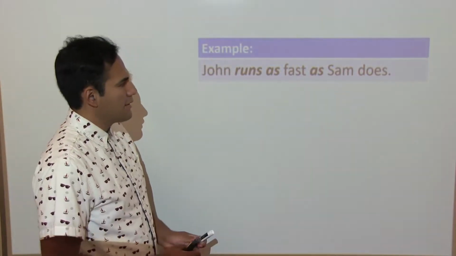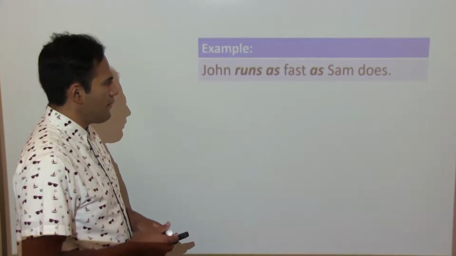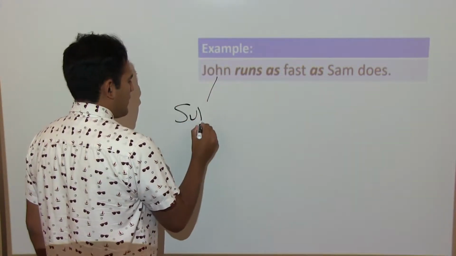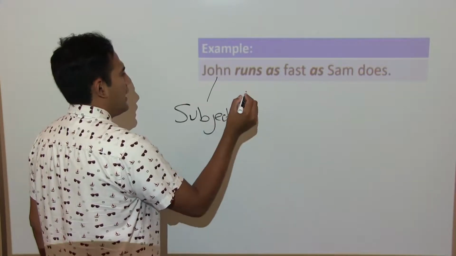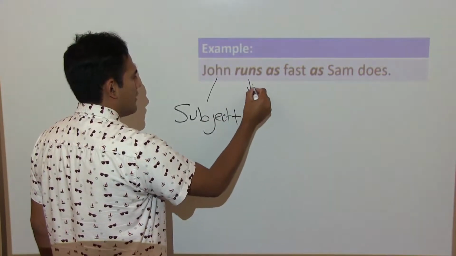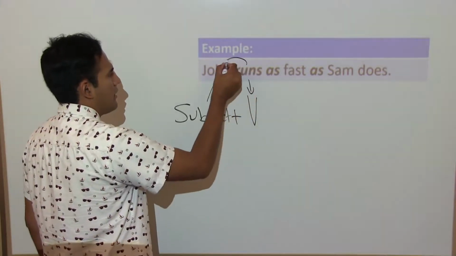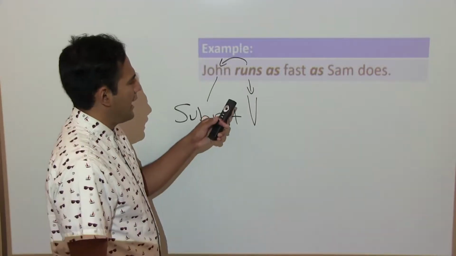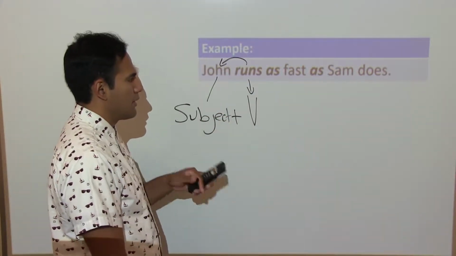So let's take the first example and understand how it works. First of all, we have our subject. The second thing we have is a verb. And notice how the verb has to be conjugated to whoever is the subject. So that's very important to remember.